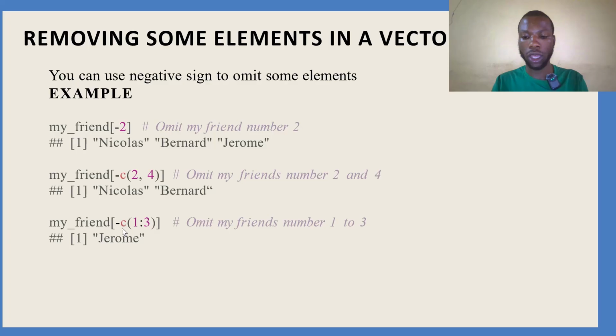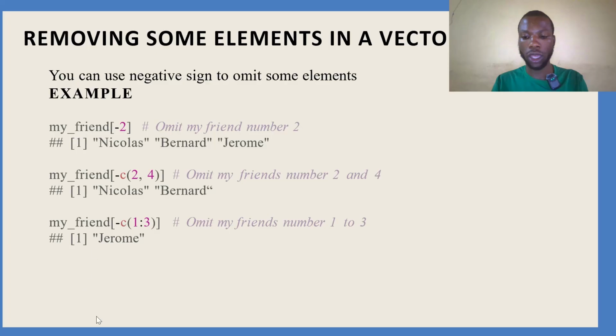Typing 2 prints the exact value that is in position 2. But if I need to remove it, I use the sign for removing. So if I remove this and then print my friend, automatically the value that is in position 2 is going to be omitted.